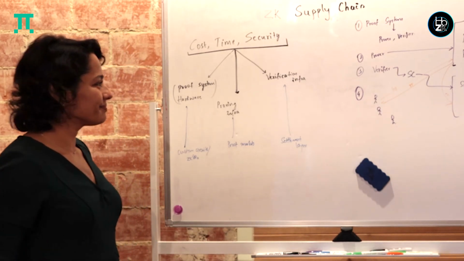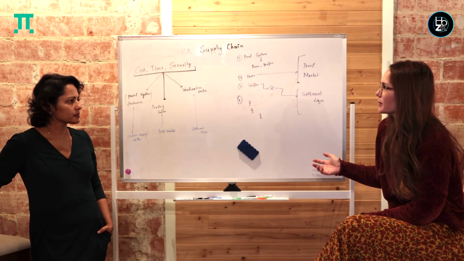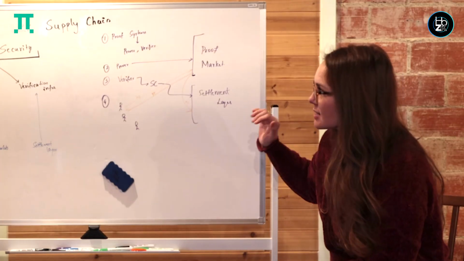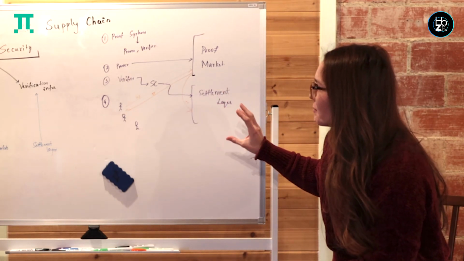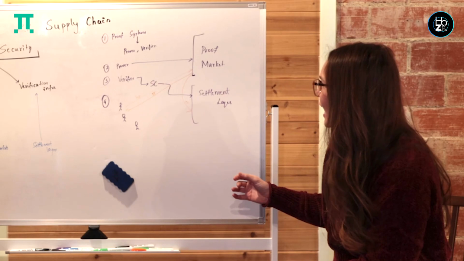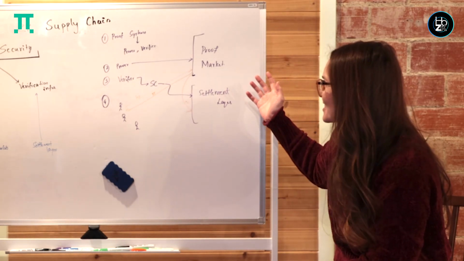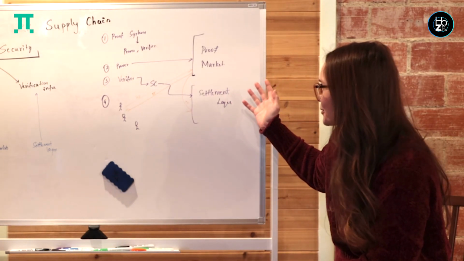Wow. Okay. So based on a developer's priorities between cost, time, and security, they would use this kind of framework to make the choices that suit their application. And Fermah makes things a lot easier when it comes to their proof market.